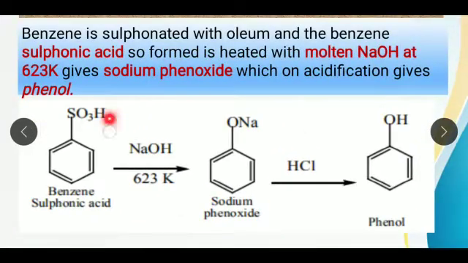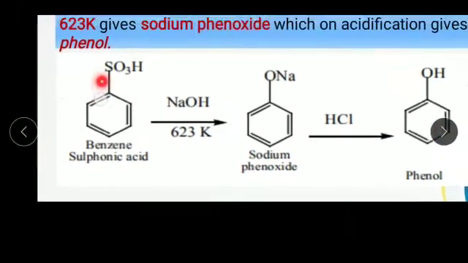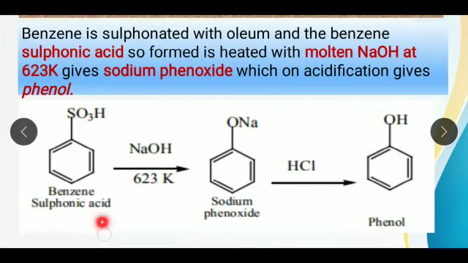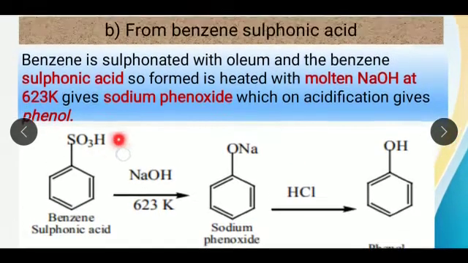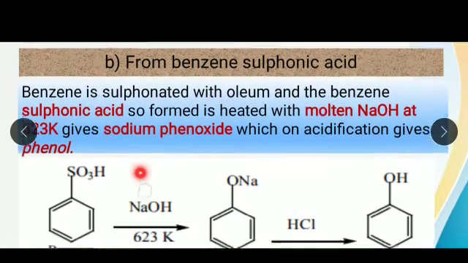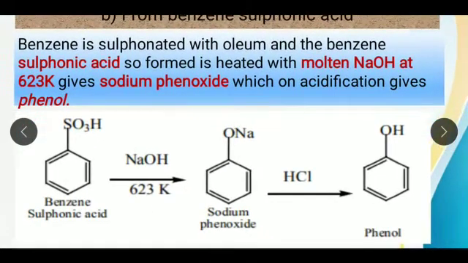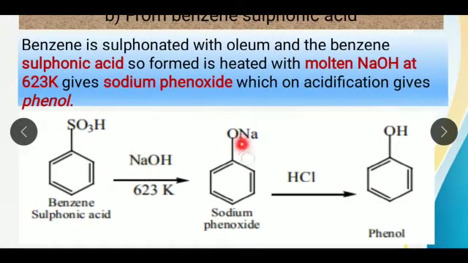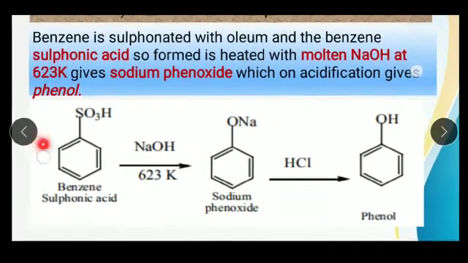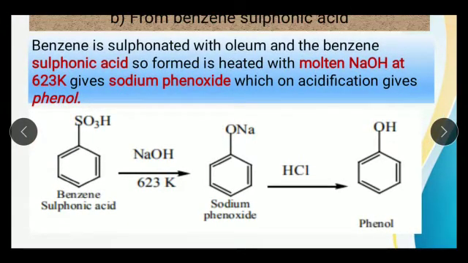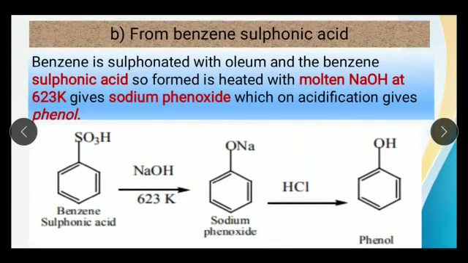First, benzene sulfonic acid. Here the benzene ring has SO3H. This SO3H is replaced with ONa. HSO3 is combined with hydrogen, it becomes H2SO3, sulfurous acid. Then we are getting ONa, sodium phenoxide. Then again this sodium phenoxide is treated with hydrochloric acid. Now we are acidifying with hydrochloric acid. As usual, sodium reacts with Cl. It becomes NaCl. We are getting phenol.